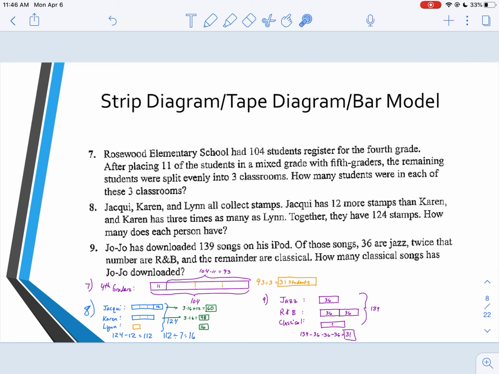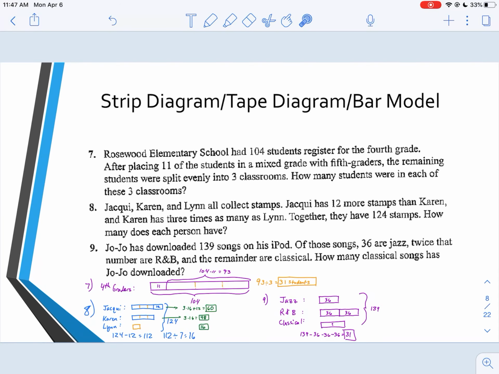Let's just talk through these quickly and then you can go on. So in this Rosewood Elementary, there's 104 students. They put 11 of them in with the 5th graders, and they make 3 classrooms, 3 equal classrooms. So I made this and chopped it into thirds. And we know that altogether there's 104, so I took 104 minus 11 to get 93 here, and then 93 divided by 3. We see there's 31 students in each class. Big class.